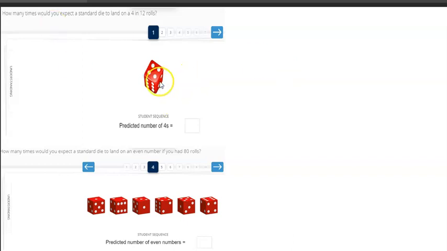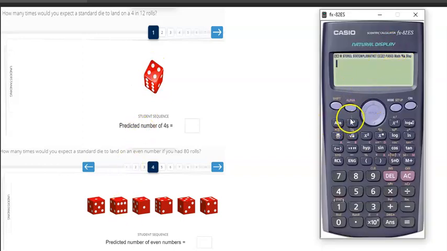Now by now it should be noted that you're able to display probabilities in the form of fractions, decimals and percentages, and what we're going to do is utilize fractions in displaying probabilities, and with the help of our scientific calculator be able to answer questions provided. So this question here, how many times would you expect a standard die to land on the number 4 in 12 rolls?